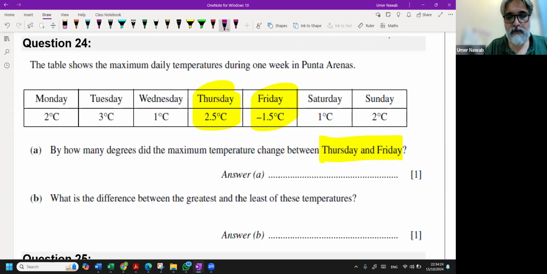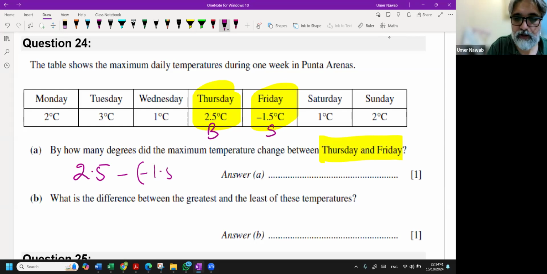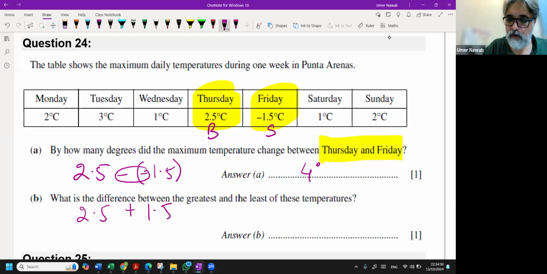Again, same way we have to do, because I want to find the maximum temperature change between Thursday and Friday. So the bigger value is 2.5. We need to subtract the smallest value, because this is the big value and this is the smallest value. So minus 1.5. You remember minus and minus makes it plus. So 2.5 plus 1.5, and that gives you 4 degrees Celsius. Don't forget to write the Celsius sign over there.